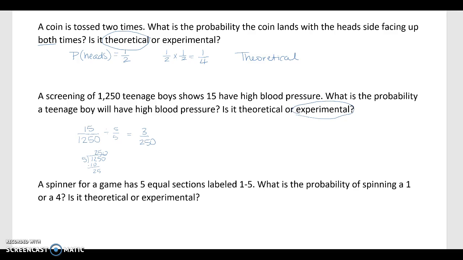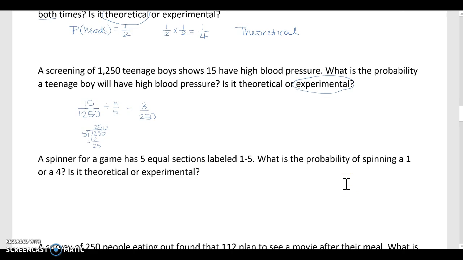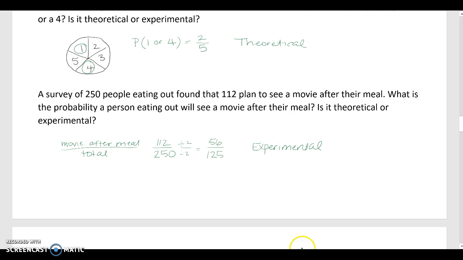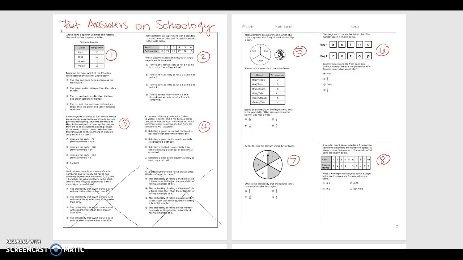So I want you guys to go ahead and try the next few, and then you can press play again and check them. So the first one wants a 1 or a 4, so there's 2 out of 5 sections, and that's theoretical. The second actually has data. They actually asked people, so it's going to be experimental, and the number that wanted a movie after the meal over total. All right, so now I'll show you what your problems are for today, and you're going to enter your answers in Schoology. Okay, guys, so these are your problem numbers.